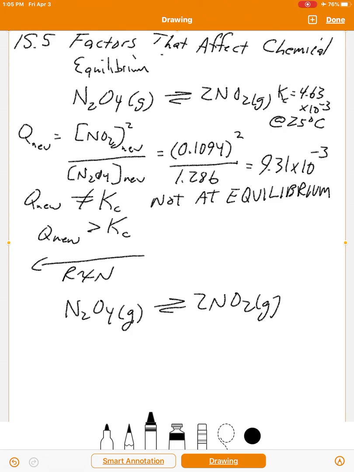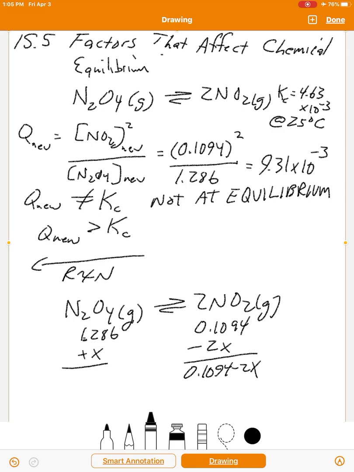We have 0.1094 and we have 1.286. And we said that Q is greater than K, so this is going to go down and this one's going to go up. So it'll come back to equilibrium by losing NO2, and it'll come back to equilibrium by gaining more of the N2O4.